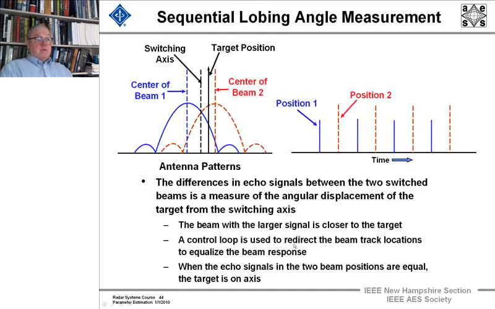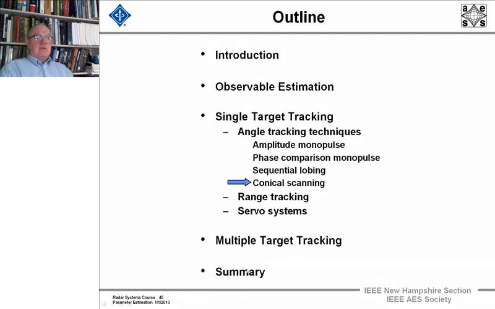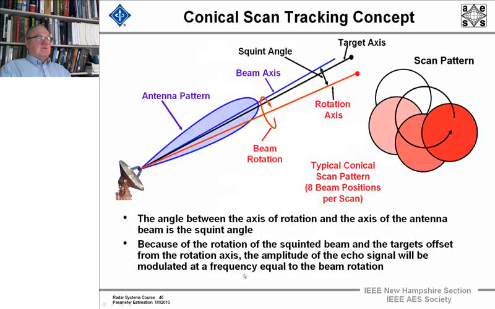And a control loop is used to redirect the beam location to equalize the beam responses, and that would put the target position right at the center of the two beams. The two beams would be one on top of the other and centered on the target. When the echo signals of the two beams are equal, as I just said, the target is on axis. Now let's look at conical scan in tracking systems.